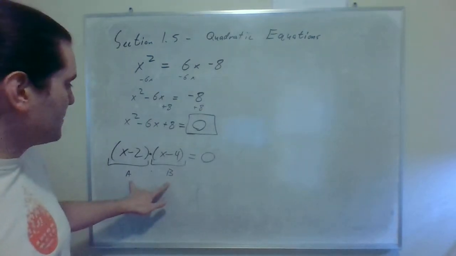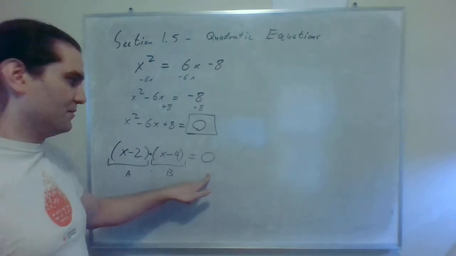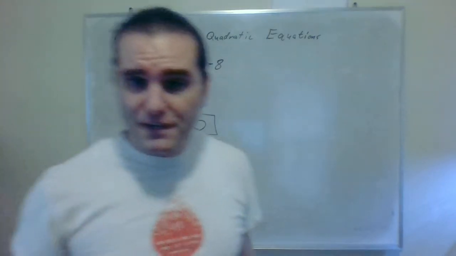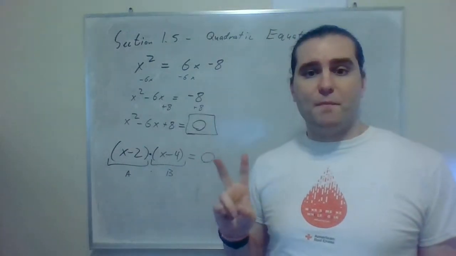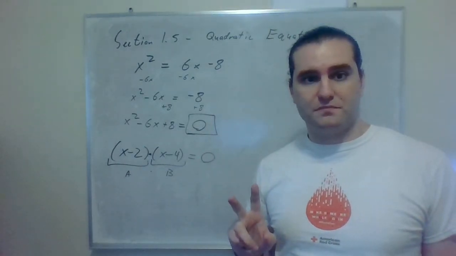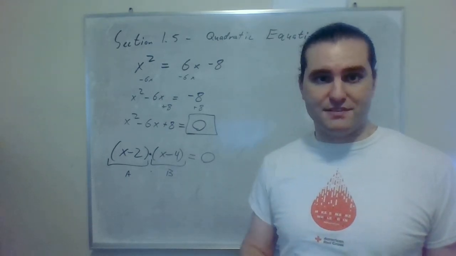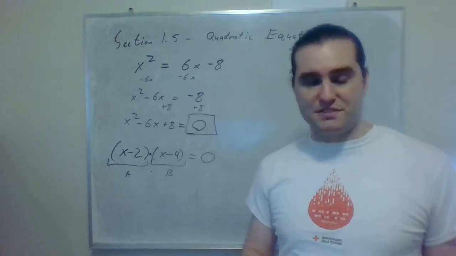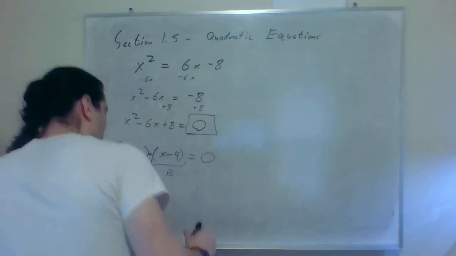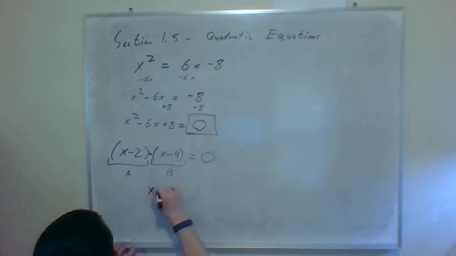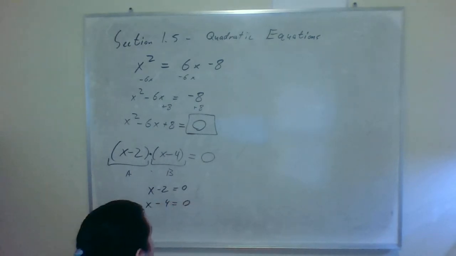These are two things that are being multiplied together to get 0. And the very special thing about two numbers that multiply to give you 0 is one of them must be 0. The only possible way you can multiply two numbers together and get 0 is if one of them is 0. So we know when we have these two things multiply to give us 0, we know that either x minus 2 is 0 or x minus 4 is 0.